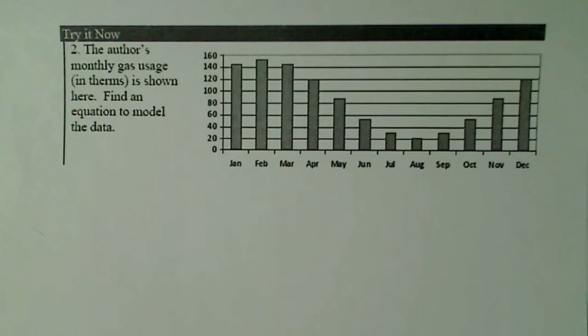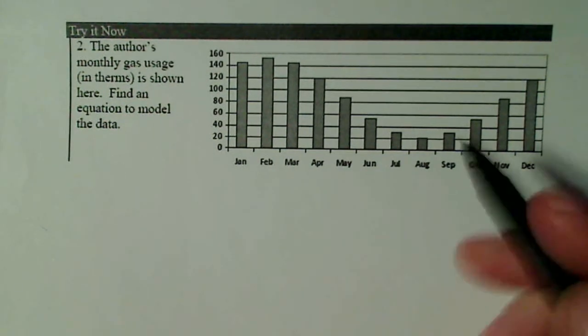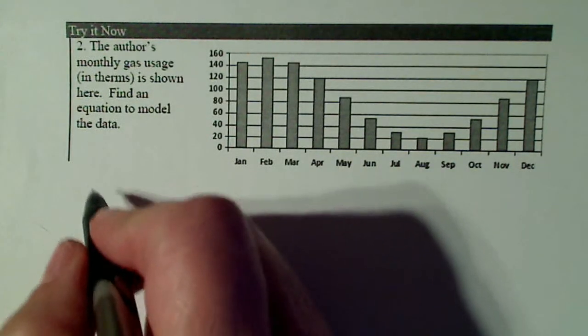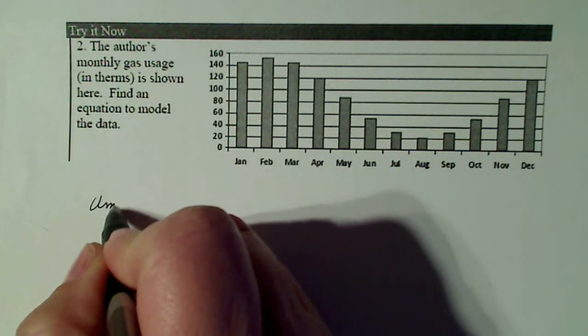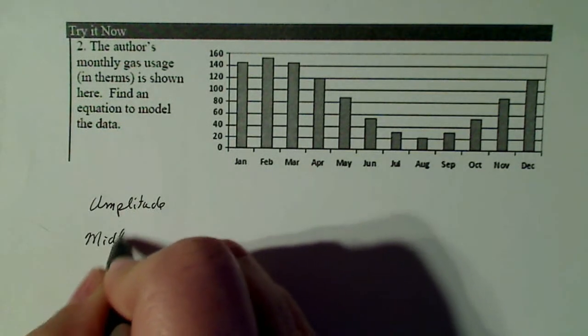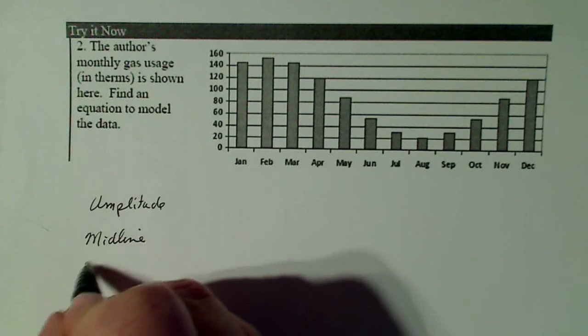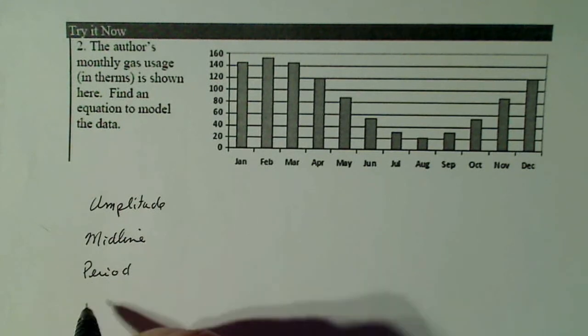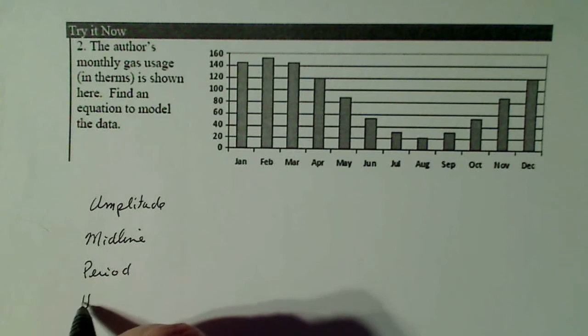So this is a problem where I have some data here and I need to model it with a trig function without using regression methods in my calculator. So when you think about creating trig functions from data, you need to find a few things. You need to find the amplitude. You need to find out where the midline is. You need to figure out the period. And you need to figure out if there's any type of horizontal shift.